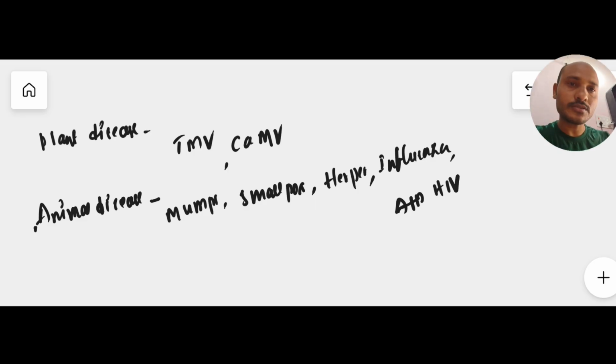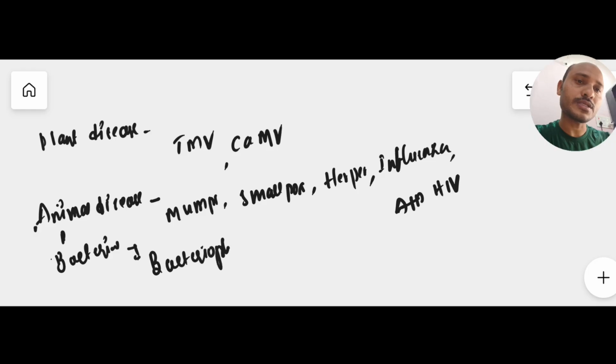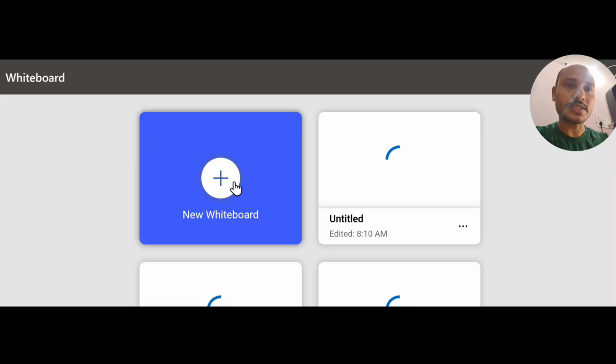One more example is the virus which infects bacteria, called bacteriophage. Bacterial disease by a virus means the virus which infects bacteria; such a type of virus is called a bacteriophage. These are the different viruses given as per NCERT. Now we move on to another important concept, that is viroids.